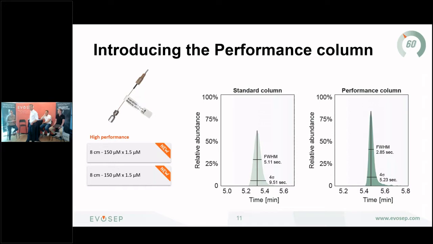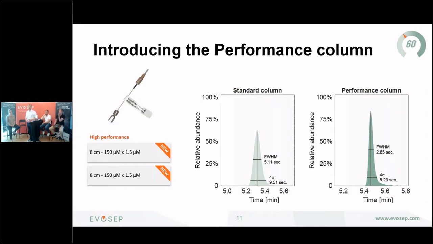True. I think what we've learned over the last few years is that our standard column has really performed, giving a lot of throughput and a lot of samples, really large cohorts. We've seen customers doing more than 10,000 injections on the same column, and not everybody needs these very sharp peaks. For some applications, having broader peaks is actually a good thing. And even with our standard methods and also the standard column, we have improved the performance quite a bit, so that you get much more symmetric peaks with the new optimized methods.